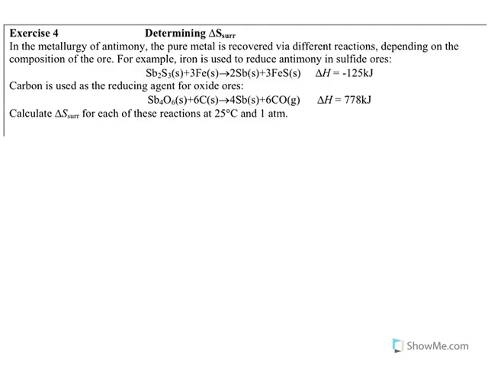So if we take a look at an example here, we can think about these two reactions, and we want to calculate delta S for each of these reactions. Notice it says it's at 25 degrees Celsius and 1 atm. So we have some delta H values given, and we just need to calculate. So go ahead and give this one a shot, and then we'll check.